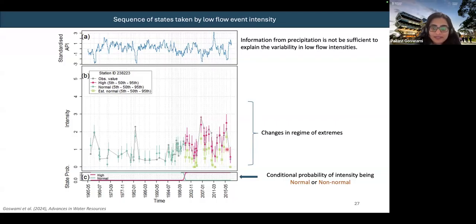This is what the outcome of the hidden Markov model suggests: that there was a regime shift in the droughts, and extremes became more extreme. The pink dots that you see over here are the new intensified drought flows. The green star, which is on the same vertical, is what would have been observed if it was in the same state. If it just had one state, the values that we observe would have been much less in terms of intensity.